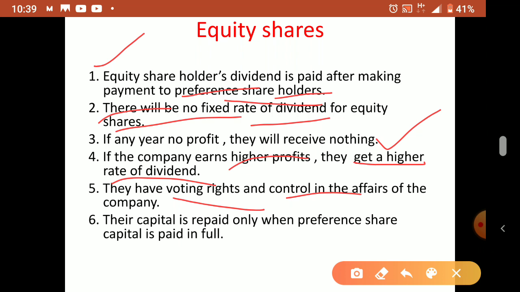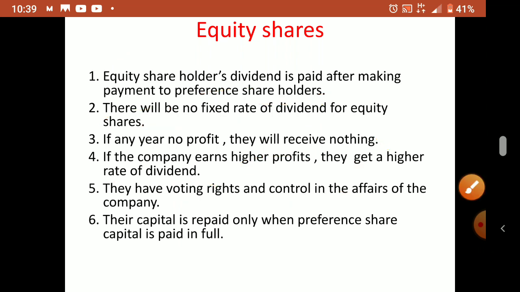Their capital is repaid only when preference share capital is paid in full. So first, who will get capital back? Preference shareholders. After that only, equity shareholders will get. So these are the features of equity shareholders. Their dividend will be paid after preference shareholders, their capital will be paid after preference shareholders, and there will be no fixed rate of dividend. If no profit, no dividend. If higher profit, then a high rate of dividend they will get. They have voting rights and control over the affairs of the company.